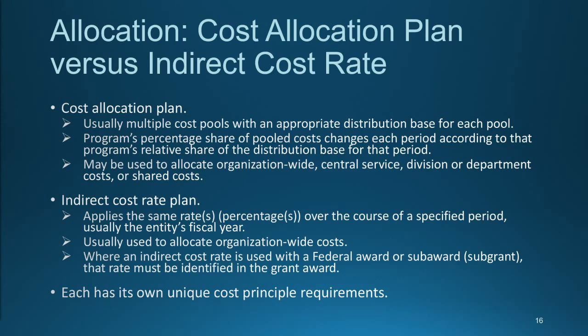And each of these has its own unique cost principle requirements. We have the basic standards, of course, that apply to all costs. Within the UG and UGMs, they outline some specific requirements for indirect cost rate negotiation for different types of entities. And then certain cost allocation plans have separate requirements as well. Next slide.